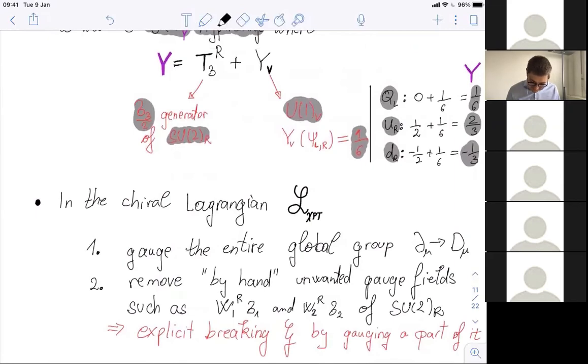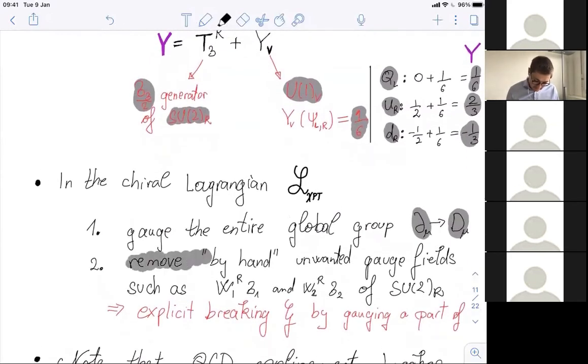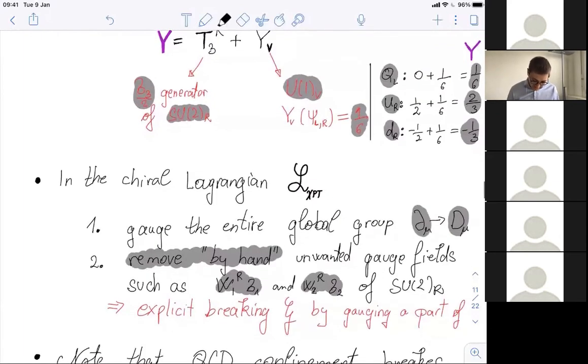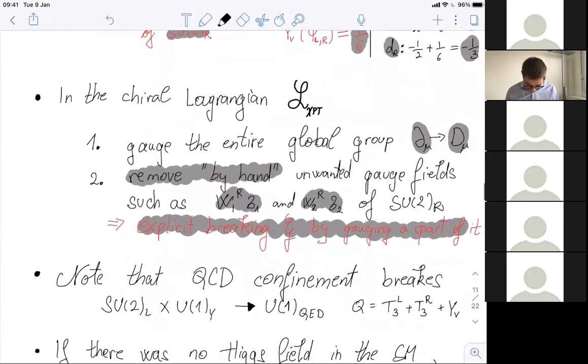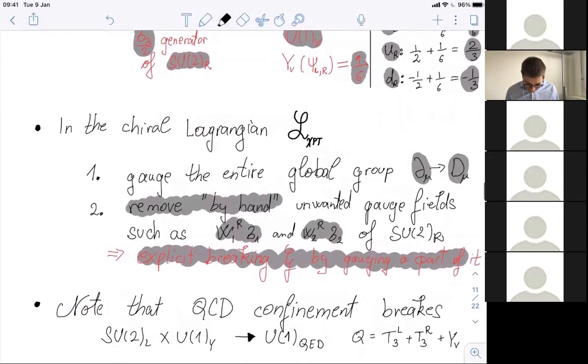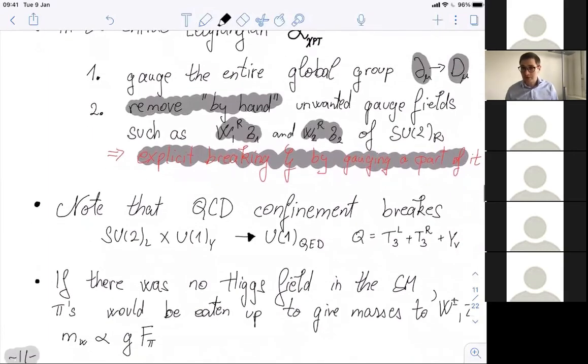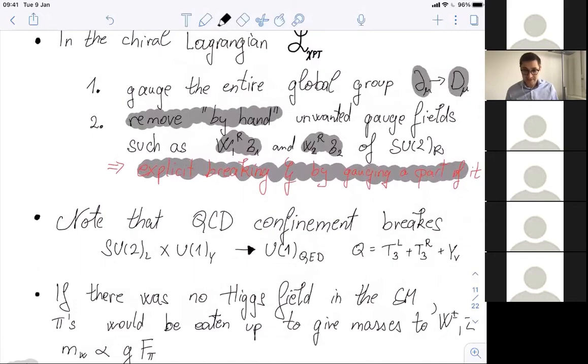is to first gauge the entire global group. And this means that we practically replace the ordinary derivatives with the covariant derivatives for the U field. And then we remove by hand the unwanted gauge fields. For example, the fields that come with sigma 1 of right-handed and sigma 2 of right-handed. You can just simply take them away. And this is explicit breaking of G by gauging part of it. All right, so that's how we do the explicit breaking due to gauge symmetry of the chiral Lagrangian.